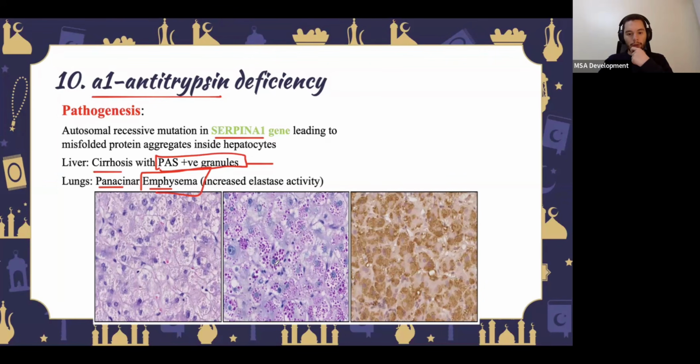And here are a couple of images. Here are PAS-positive granules accumulating inside hepatocytes, and you can say that this patient has alpha-1 antitrypsin deficiency.